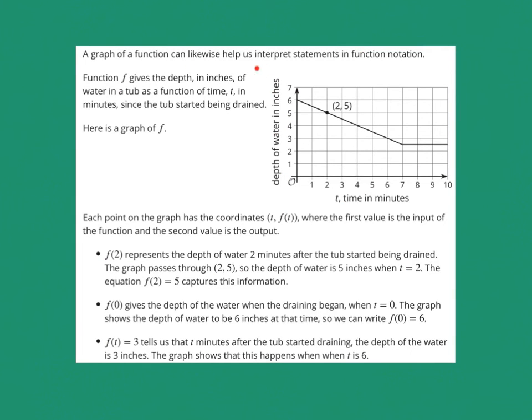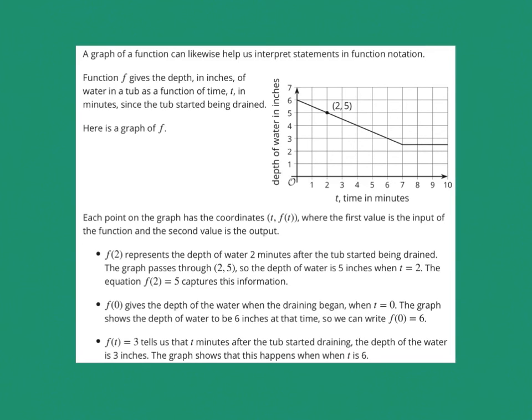A graph of a function can likewise help us interpret statements about a function, right? So if function f over here, this whole thing is the function f, gives depth in inches of water in a tub, and t is minutes since the tub started being drained. Again, the water is going to go down. And it looks like the water level stops at 2 and change inches. So maybe there's a clog or something. The water's not draining, right? Maybe they shut the drain back off.